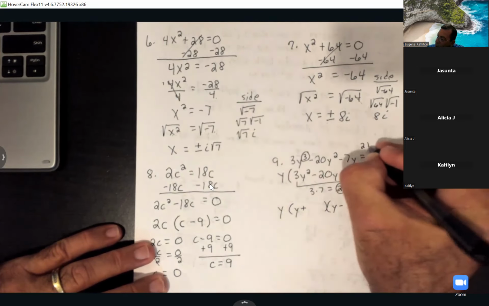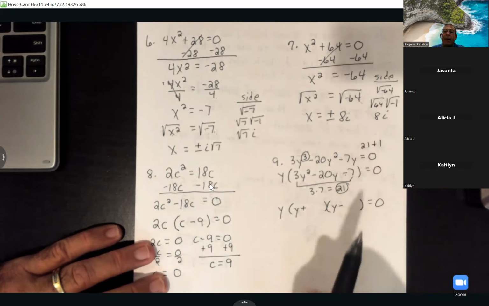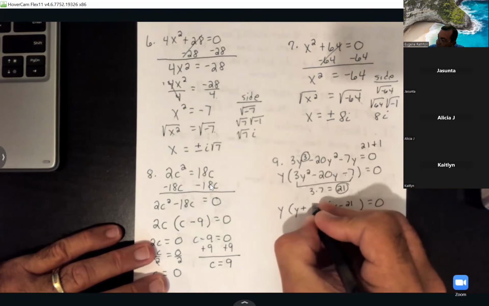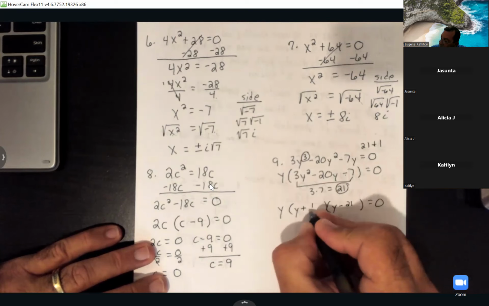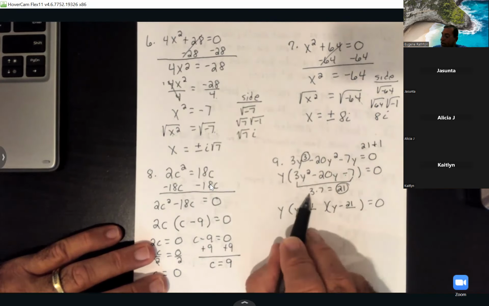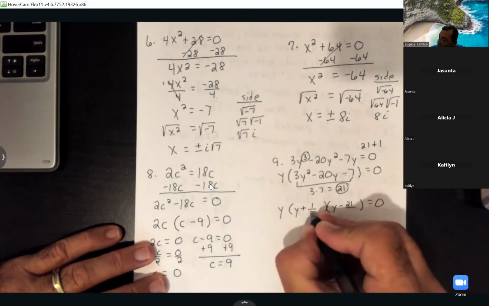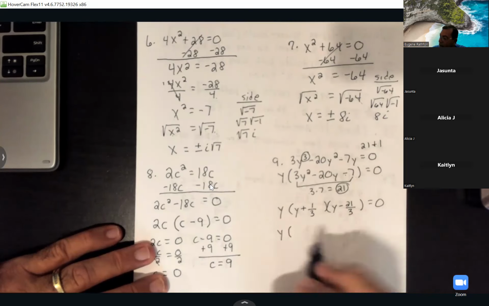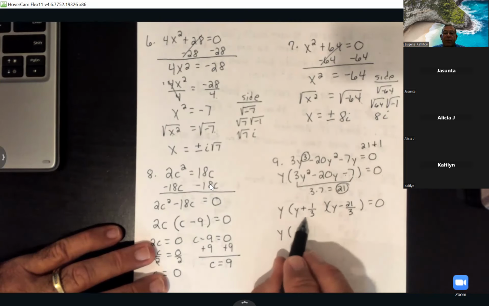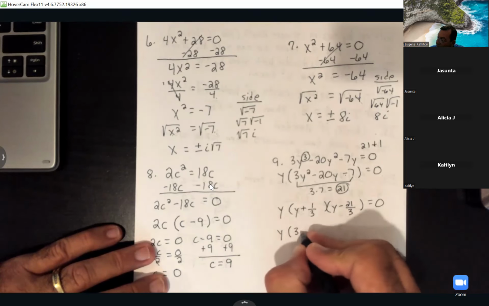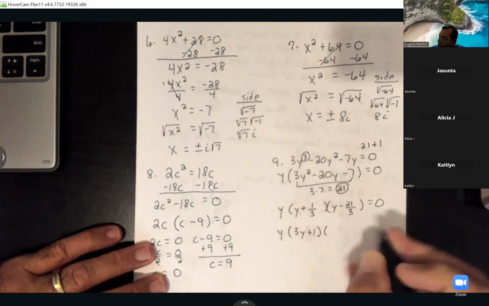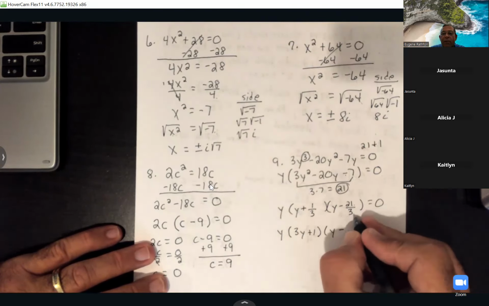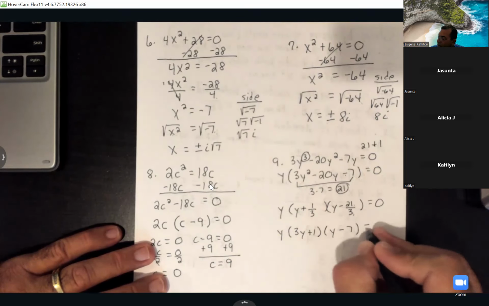Well, now that'll be what? 21 and 1. Larger number, same sign as the middle. So the 21 is negative and the 1 is positive. Now, since I brought that 3 to get to 21, I'm going to divide that 3 out. So bring this y down. This one does not simplify, so I'm going to put the 3 in front of the y and make that a 3y plus 1. But this one will simplify, so I get y minus 21 divided by 3 is 7.